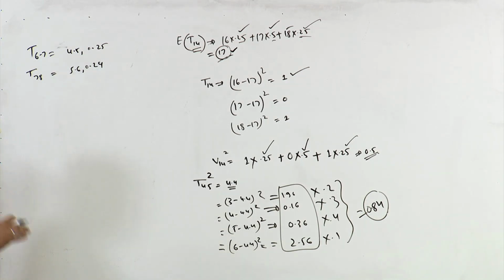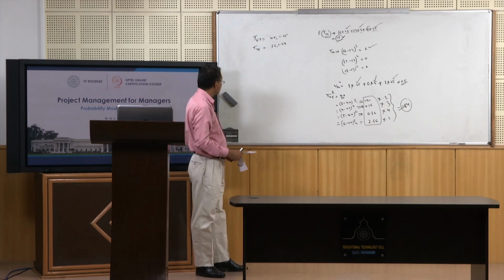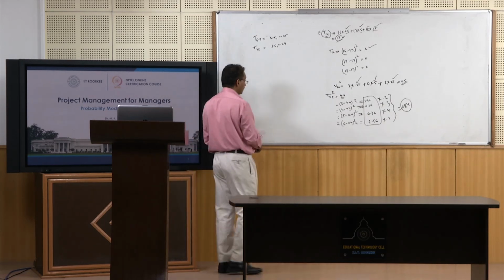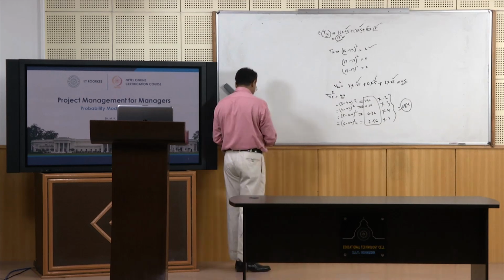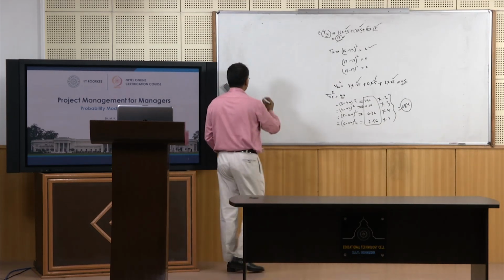Now, we have calculated the expected value as well as the variance of all the 11 activities. Now, we will calculate the critical path. For that you need to draw a network first. If you look at the network, it would look like this. In fact, it is already there in the slide.